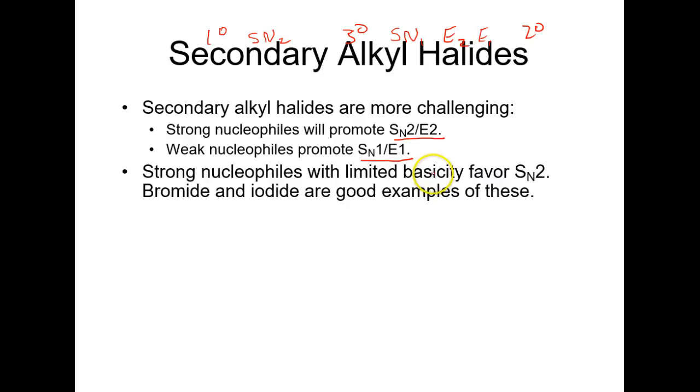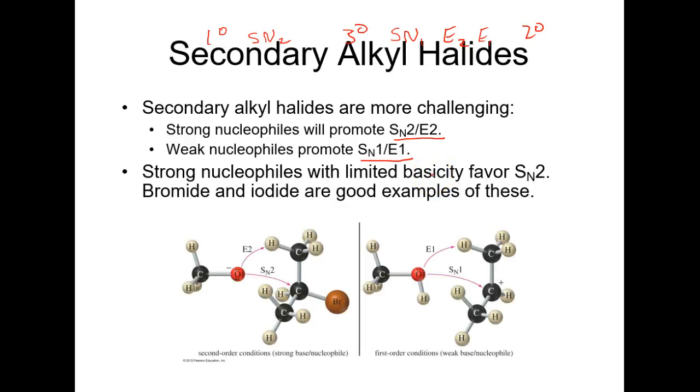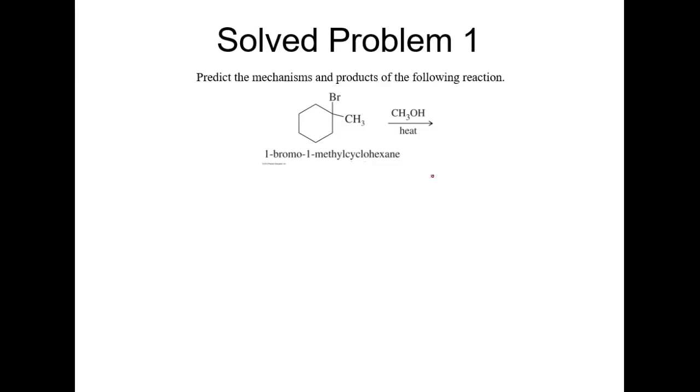Okay, strong nucleophiles with limited basicity favor SN2s. Bromides and iodides are good examples. These are just showing you SN2 versus SN1 type of reactions. All right, so here's a problem. Predict the mechanism. What mechanism is this going to go through? What do you think? So you analyze it.